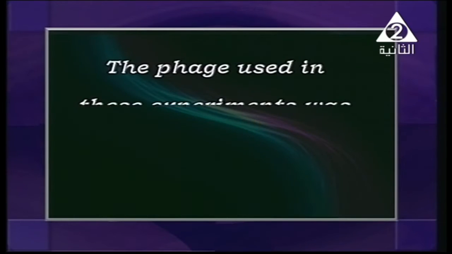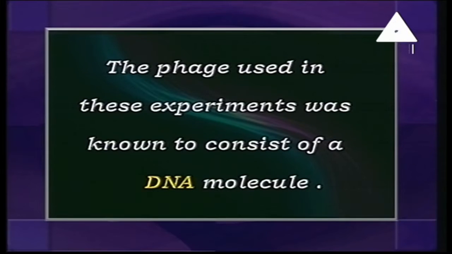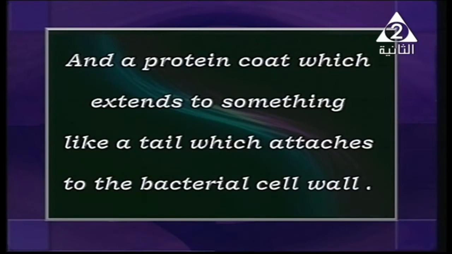And we said this type of virus has the ability to attach to the bacterial cell. In our experiment, the bacteriophage consists of a DNA molecule, and there is also an extension from this coat, which is called a tail. Okay, something like a tail. The bacteriophage uses this tail for attachment to the bacterial cell.